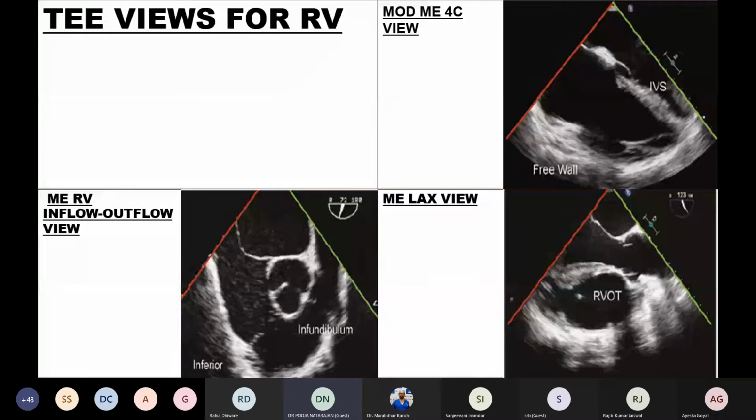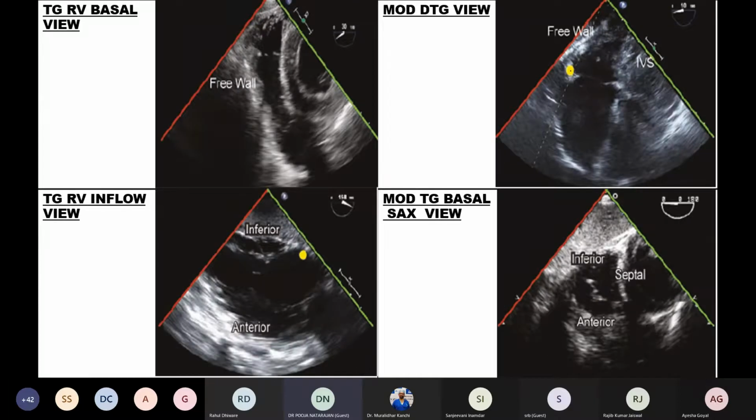We can assess the RV by eyeballing in the modified mid-esophageal 4-chamber view, where we can concentrate on the RA and RV, in the mid-esophageal RV inflow-outflow view, and in the long axis view. Also in the transgastric views, where we see the RV basal view, and in the modified deep transgastric view, we can see the RA and LA, and the transgastric RV inflow-outflow view, where we can see again the RA and RV, and in the modified transgastric basal short axis view, we can see the entire tricuspid leaflets.